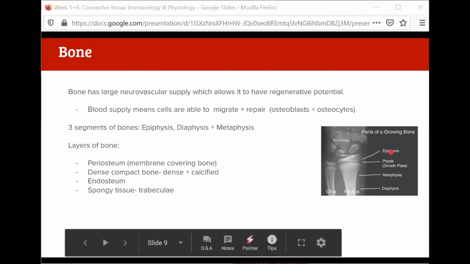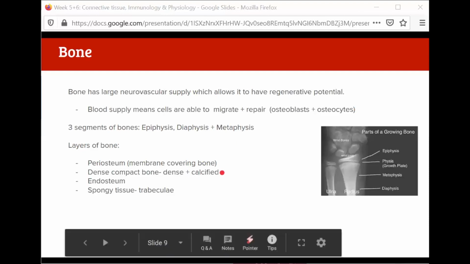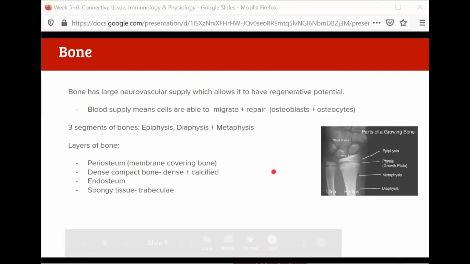But epiphysis is the ends of the bone. Metaphysis is where it's curving, so it's at that angle. And diaphysis is like the length of the bone. I'll also be talking on the next slide about the layers of bone. So we've got the periosteum, dense compact bone, endosteum, and spongy tissue, sometimes called trabeculae. I've got a diagram over the next slide. We'll go over and talk about some of these ideas again.